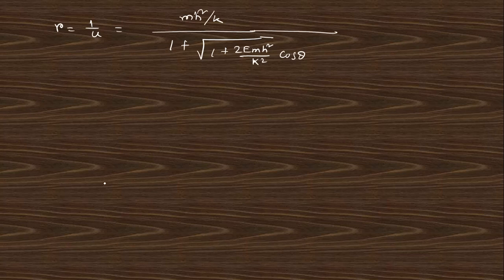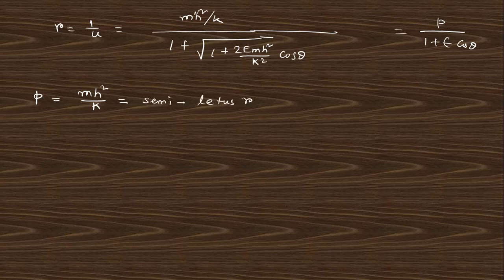This is the solution of this, where, if you remember, the equation is p by 1 plus epsilon cos theta. So p, the semi-latus rectum, will be m h square by k, and epsilon, the eccentricity, will be root under 1 plus 2e m h square by k square.